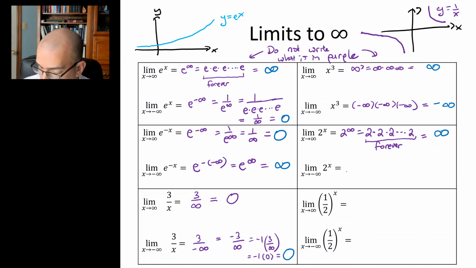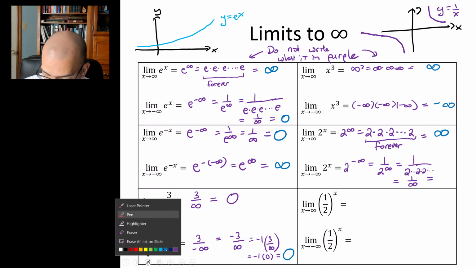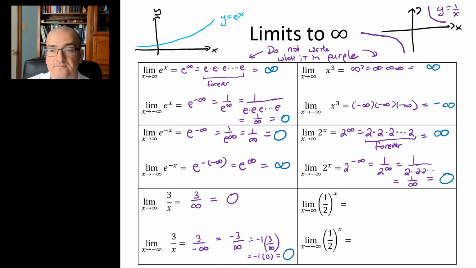And then the next one, we have 2 to the minus infinity, which we can rewrite as 1 over 2 to the infinity. So 1 over 2 times 2 times 2, which is 1 over infinity, which is horrible odds of winning the lottery. 0 odds of winning, so 0.